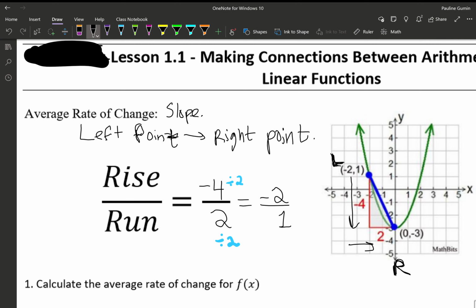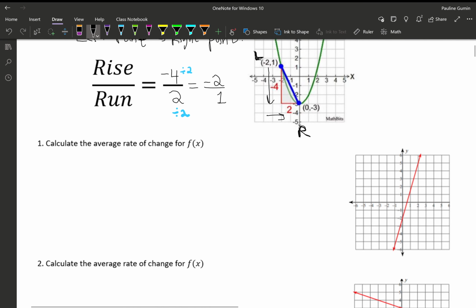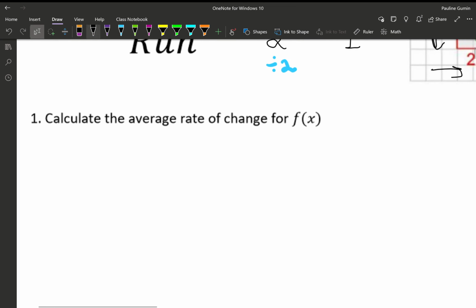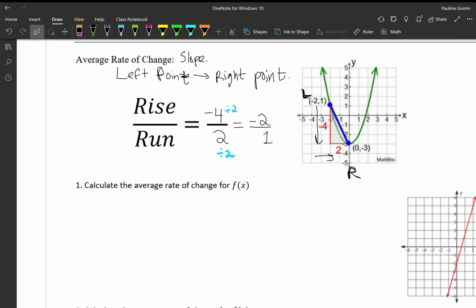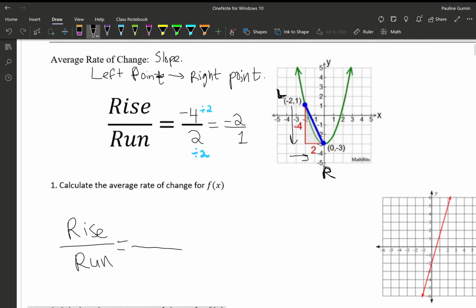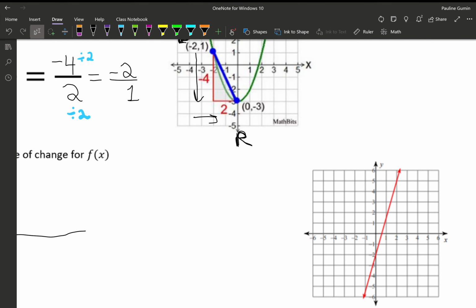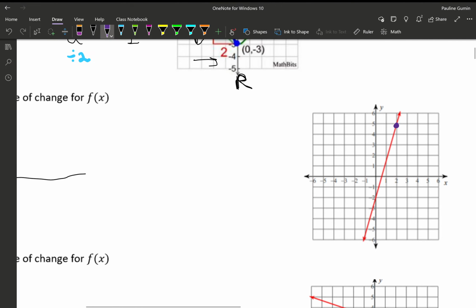Let's try doing some on our own. All right, number 1, let's calculate the average rate of change for this function. So for the average rate of change, I'm going to rewrite the rise over run because I like seeing it. Rise over run. It also reminds me which way I'm going. Now it doesn't matter which 2 points we pick, but the way that I'm going to choose is I'm going to pick points that are on perfect corners of the grid. So for this example, I'm going to choose this point right here, and this point right there, because I think those are the only 2 on this graph that are on perfect grid corners.